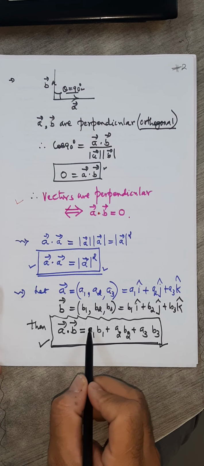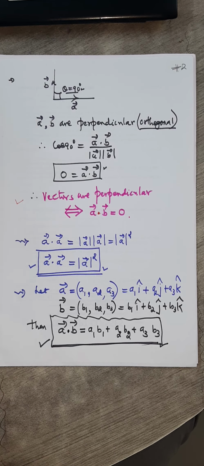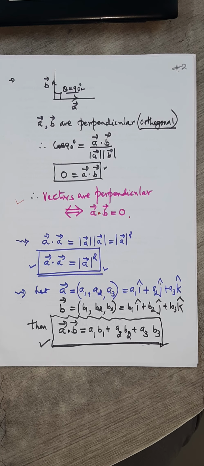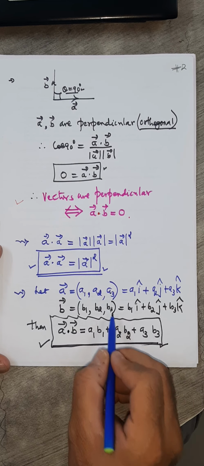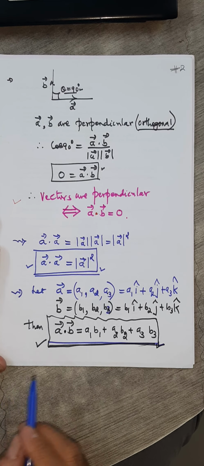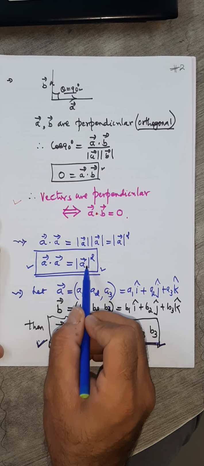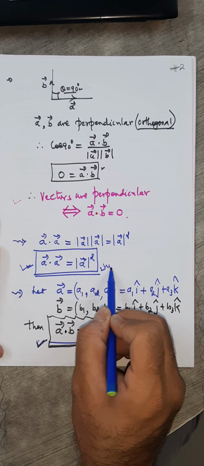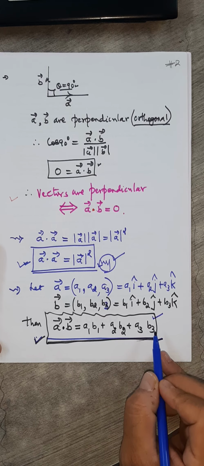And look, the answer will be just a number. Therefore the dot product of two vectors is always a scalar. I repeat, the dot product of two vectors is always a scalar, remember. So here, this into this plus this into this plus this into this, so we have the dot product equals this. Second thing, the dot product of a vector with itself is the magnitude of the vector whole squared. That's also a very important property, remember. This is also a standard way of defining the dot product.